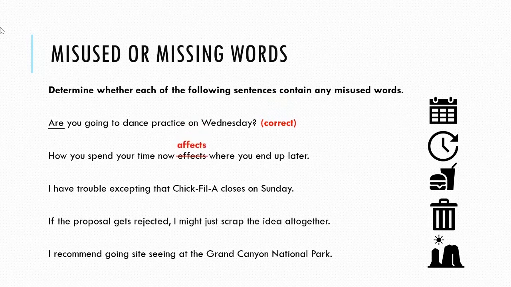"How you spend your time now effects where you end up later." "Effects" with an E should be written as "affects" with an A, which is being used as a verb. Think about it this way: how you spend your time now influences where you end up later.